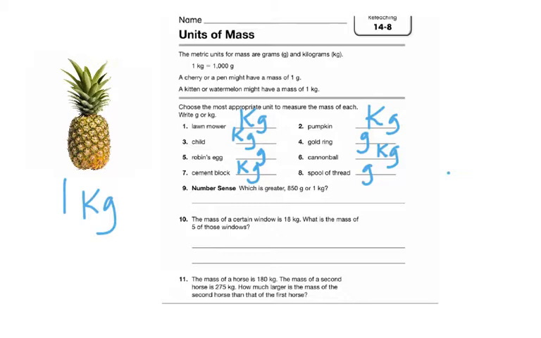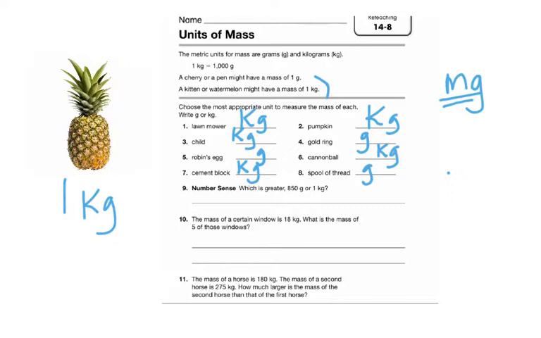Now you may have noticed that we did not use milligrams for any of these, because in the text, they were just asking us to choose those. And remember, milligrams is very, very light, like 1 grain of salt. So nothing even in this list would be appropriate to measure in milligrams.